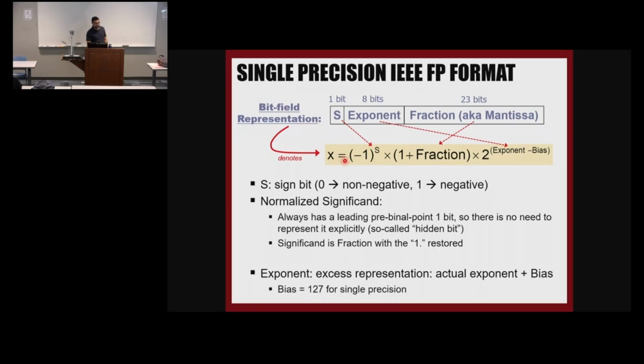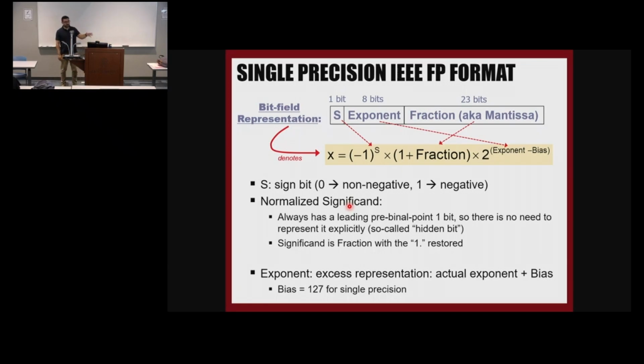And if you want to do the conversion, if you have a number in decimal, x is going to be equal to -1 to the power of sign, which means if the sign bit is 1, the number is negative. If the sign bit is 0, the value is positive. Then we have 1 plus fraction. This is called significand.